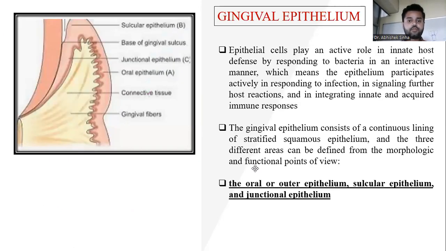Now, microscopically, gingiva is divided into gingival epithelium and gingival connective tissue. So first we start with epithelium. So epithelium is always the first layer. If you see your hand, you have epithelial surface. Okay, you have epithelium, endothelium, then you have connective tissue. Same ways in gingiva also you have epithelium and then connective tissue.